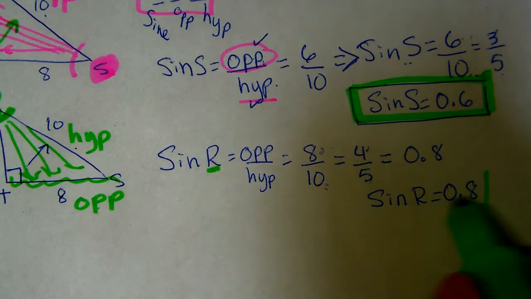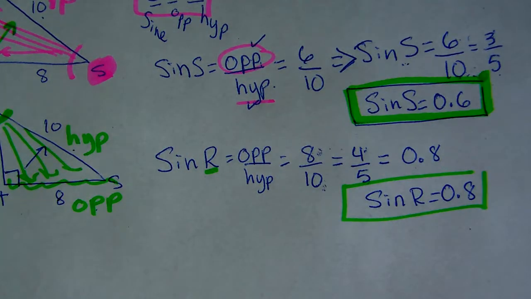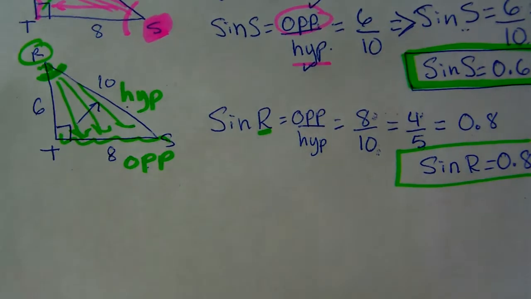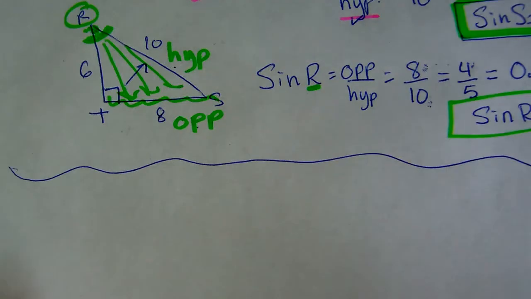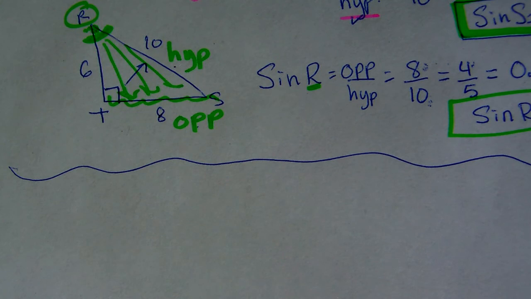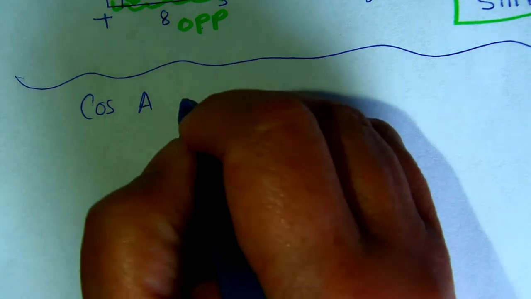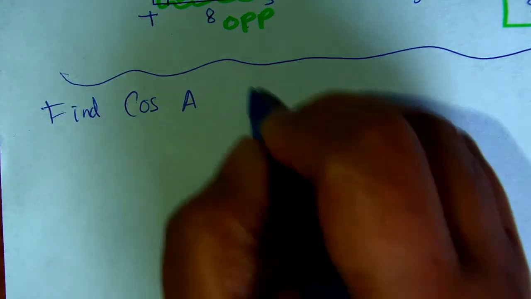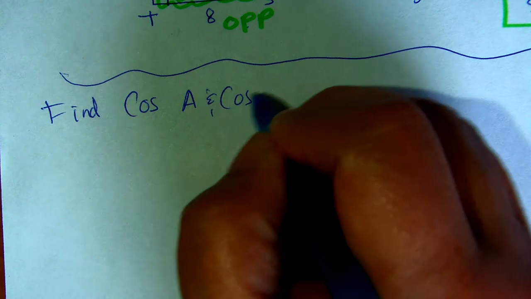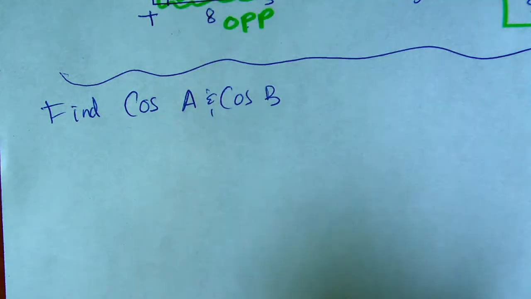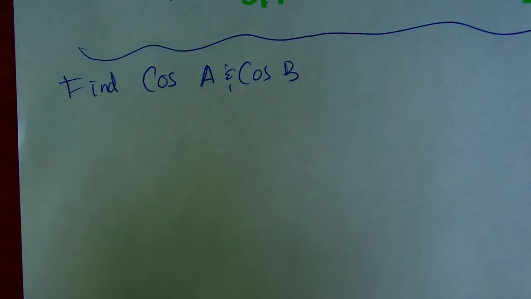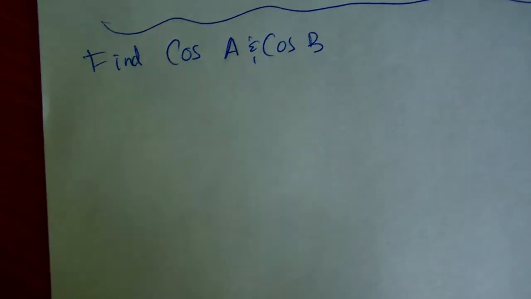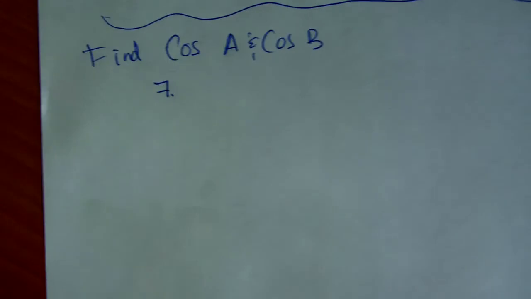And that is your answer. Okay? All right. For the second part of the exercise, they're asking you to find the cosine of angle A and the cosine of angle B. So for this exercise, you have 3 triangles. I'm going to do number 7, guided with you, all right?